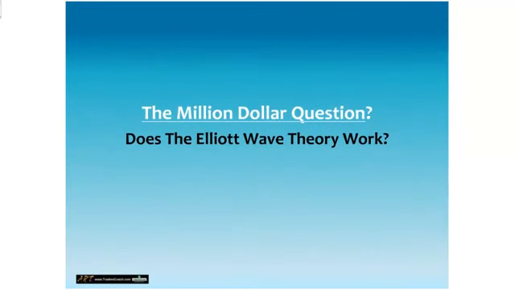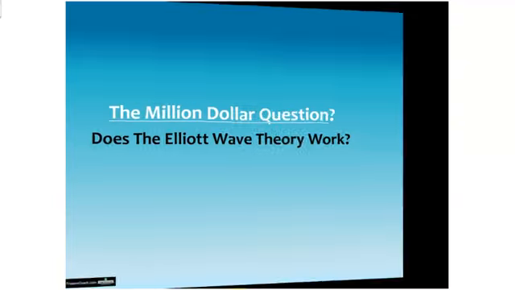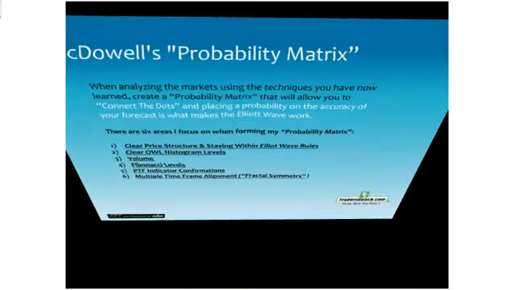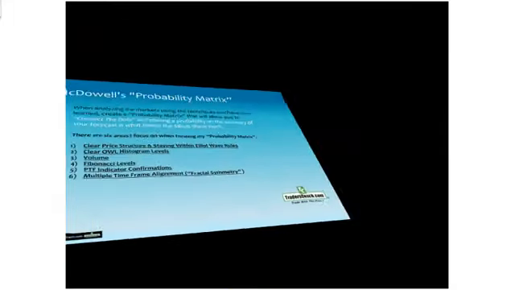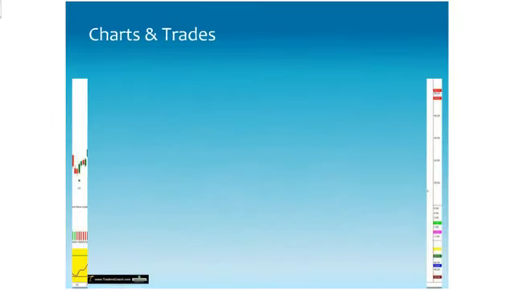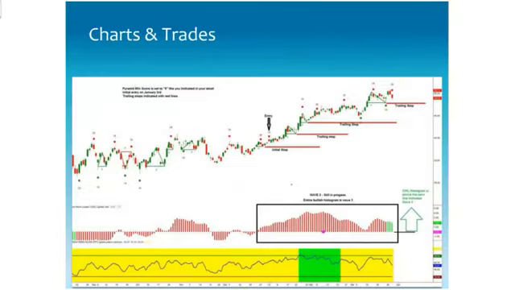Again, the million-dollar question: does the Elliott wave theory work? Well, let's take a look at some uses in the past here. Again, we rely on a probability matrix to actually interpret with a probability percentage what the best wave count is. So in this example here, we had a move to the upside indicated by a major wave three here. Then the OWL did not go negative, so all of this is wave three.